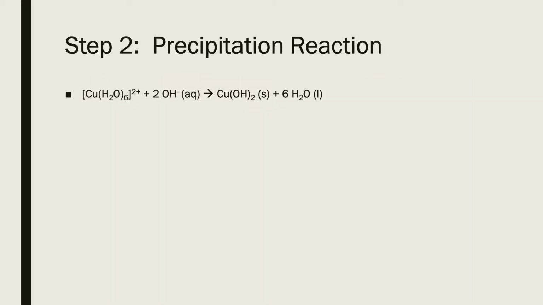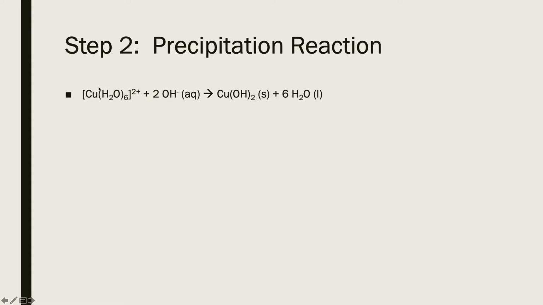Our second step, we're going to be doing a precipitation reaction. So similar to the reaction type that we talked about this previous week in lab. For this one, we're going to be taking our copper that's been dissolved. And for this equation here, all these waters are really just attached to the copper. They're all attracted to the copper. And so that's what gives it the bluish colors.